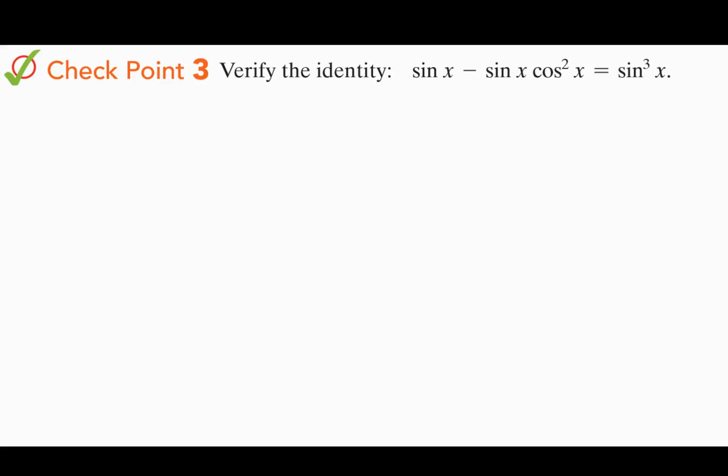Very similar here for our checkpoint problem. Factor out the sine: 1 minus the cosine squared. 1 minus the cosine squared is sine squared. Multiplying these two together gives me sine to the third power. And now that is verified.